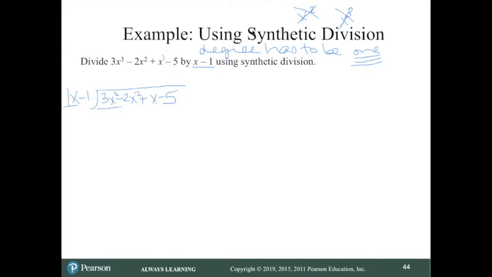So synthetic division gives us a way to divide with just the coefficients, and then we don't have to worry about the x's. So let's do the long division first, and then I'll show you the synthetic division, and you'll start seeing that the same numbers are appearing in both methods of division. So long division: identify, divide.